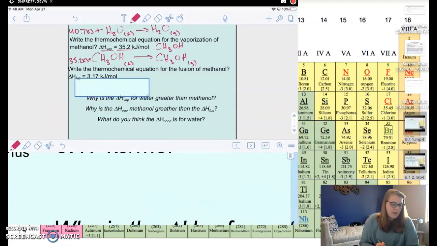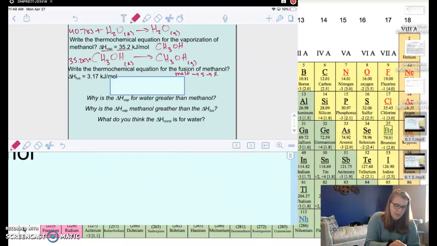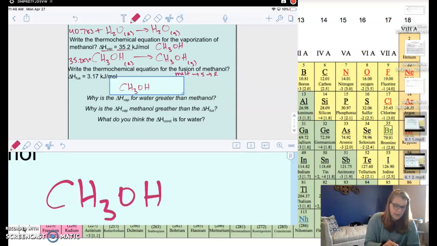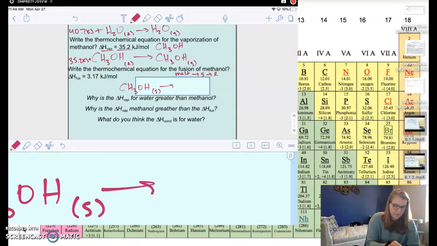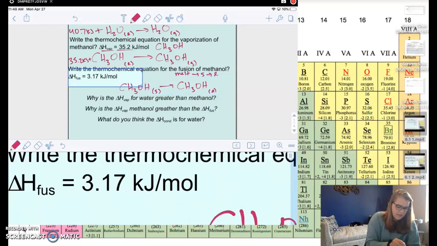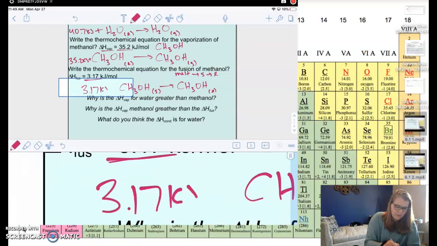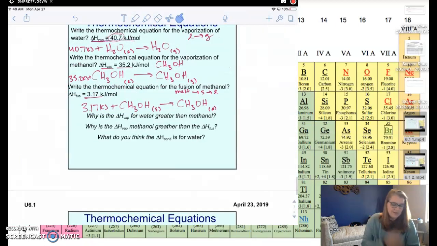Awesome. Now we've got, write the thermochemical equation for the fusion of methanol. Remember, fusion is melting, and melting is going from a solid to a liquid. So I'm going to write methanol again, going from solid methanol to liquid methanol. Again, this is another positive delta H value because it requires energy to break the IMF. So I'm going to write the 3.17 kilojoules over here. So these are examples of how you'd write thermochemical equations.